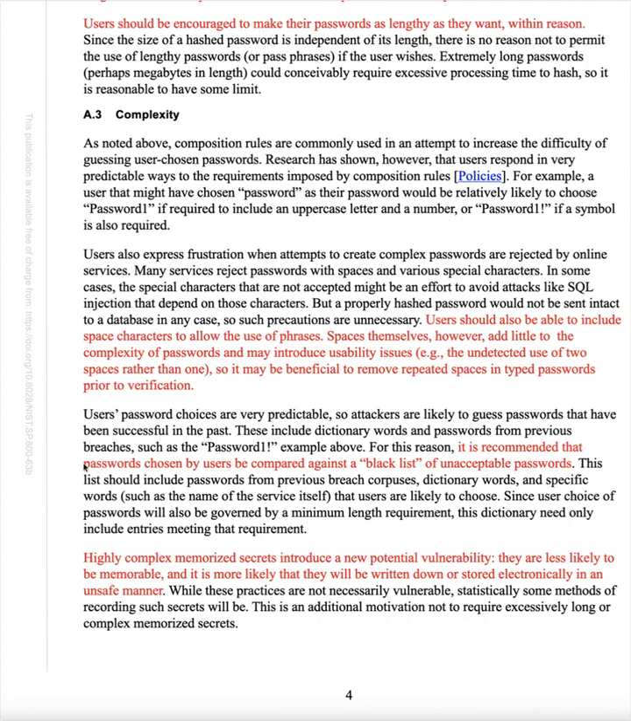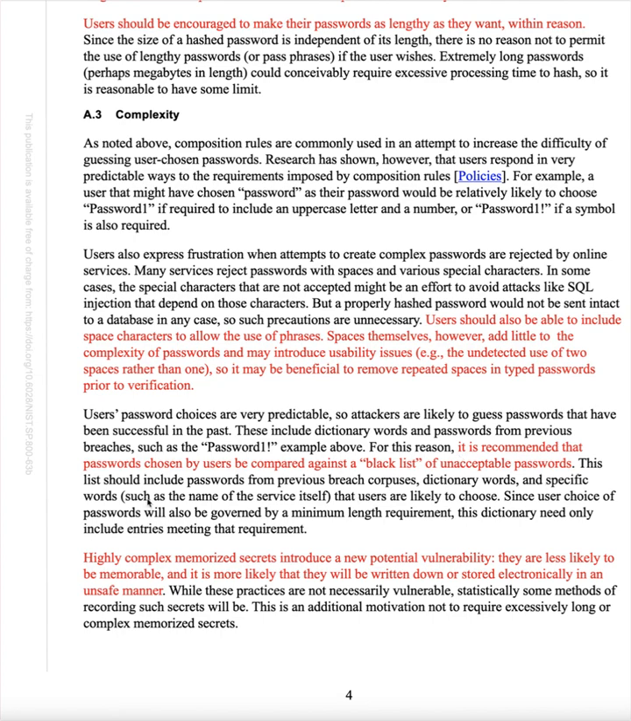For this reason, it's recommended that the password chosen by users be compared against a blacklist of unacceptable passwords. So nowadays, most of the browsers offer this capability where, once you are selecting a password, you will see a warning that this password has appeared in a data breach. So it's not recommended to use this one, or if you are already using it, it's recommended to change that password.